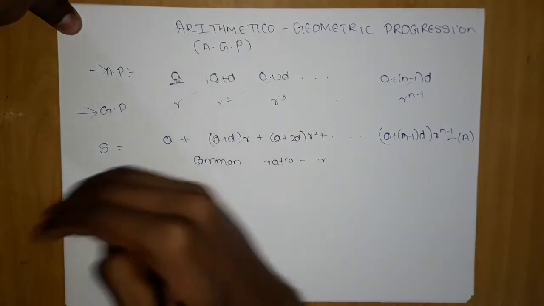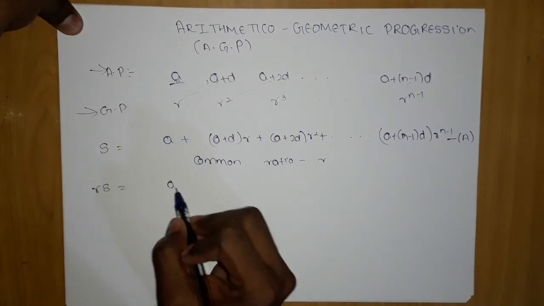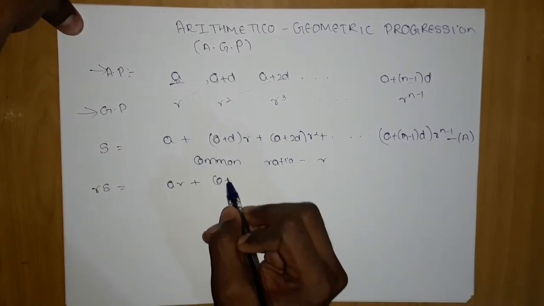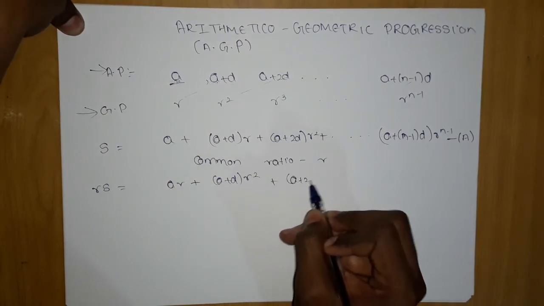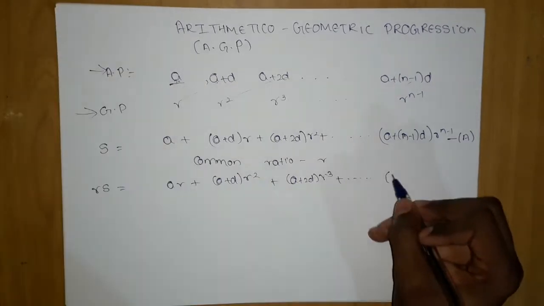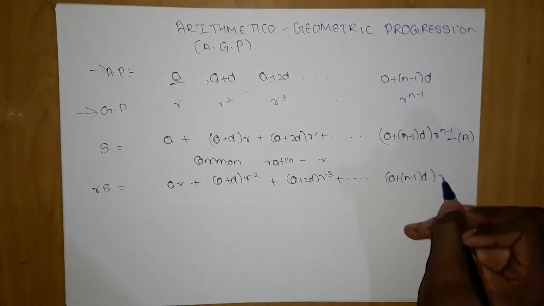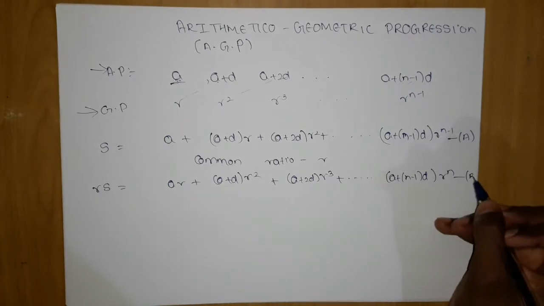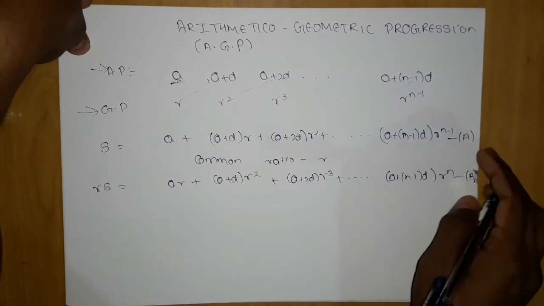Multiply this A by R. What do you get? R into S is nothing but A R plus A plus D into R square, A plus 2D into R cube, and so on. What is the last term? A plus n minus 1 into D into R power n. Now consider it as B. Now remember, the third step is very important. Call it B.